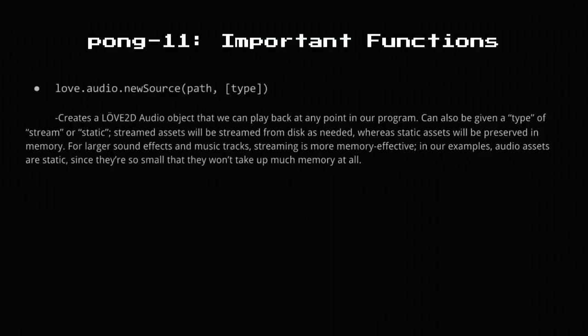LÖVE.audio.newSource is a function we're going to look at here. All this is going to do is take a path and then optionally a type. And this path is going to be to a sound file. And it's going to create an audio object that you can play back at any point in your application. So whenever a collision happens, depending on what type of collision it is, we'll just play a particular sound.